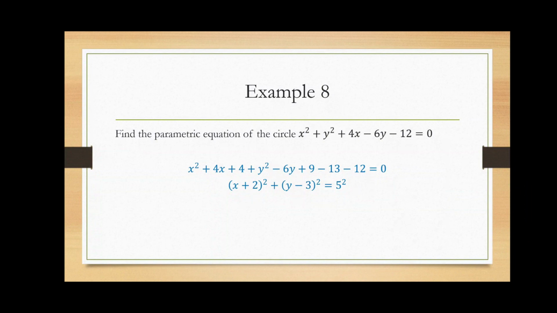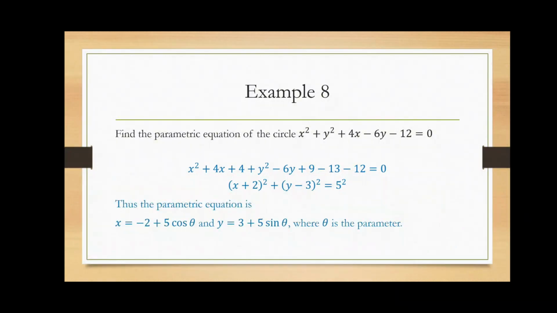So from there I can say the parametric equation is x equals h plus r cos theta, so that is minus 2 plus 5 cos theta, and y is k plus r sin theta, so that is 3 plus 5 sin theta. So that is our equation, and obviously this line is very important. You must not forget to write this. This is very important.